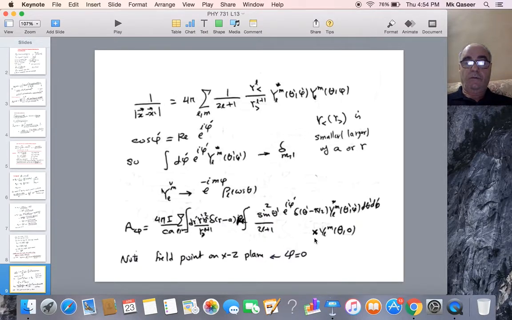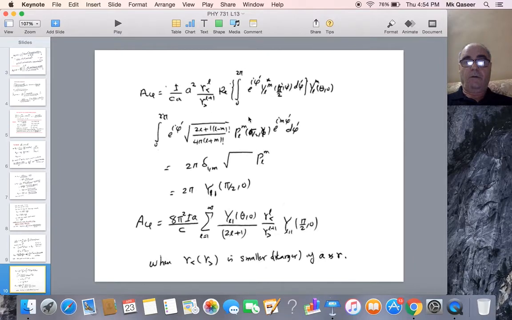Doing so, and again note that for a fixed point in the xz plane phi is equal to 0, we have to put here in Y_lm(theta, phi) phi equal to 0, so we need Y_lm(theta, 0). After performing the angular part, we get here m equal 1. This is what we get.